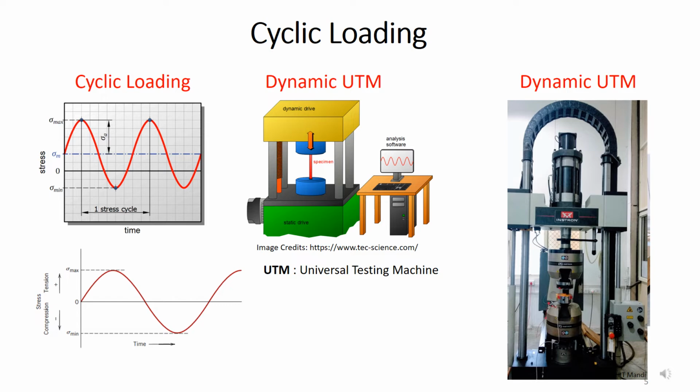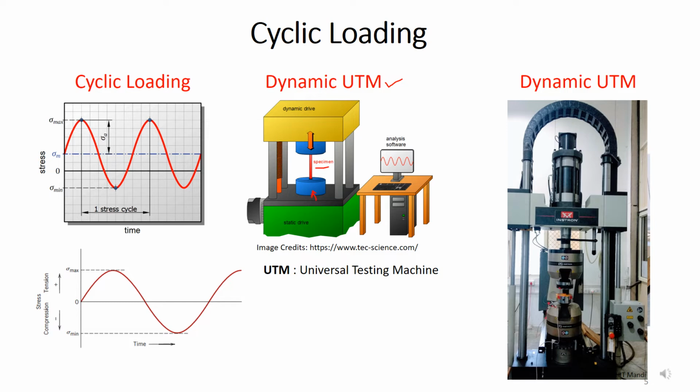How can we apply the cyclic loading? Cyclic loading we can apply with the help of a dynamic UTM. This is the schematic diagram of a UTM, which is a universal testing machine. In this machine we can perform a number of tests, including tension test, compression test, bending test, and cyclic loading we can also perform. Here the bottom grip is fixed. In between these two grips our specimen is placed. The bottom grip is fixed, while the top grip can be moved in the upward and downward direction, which in turn applies the cyclic load.